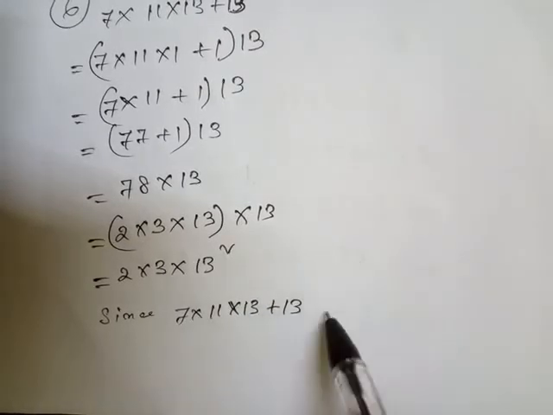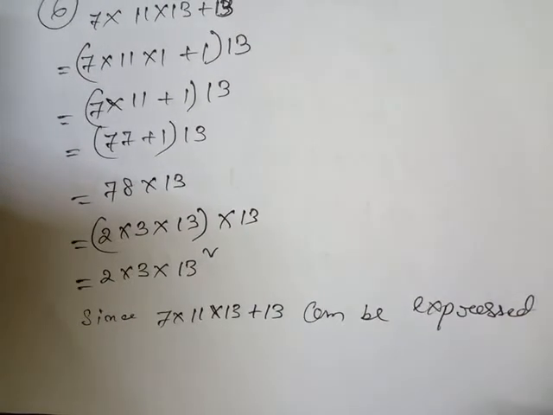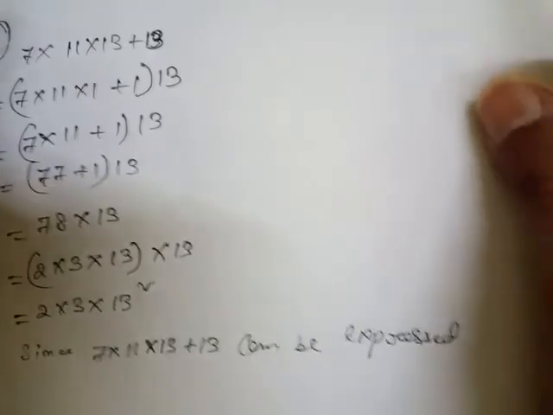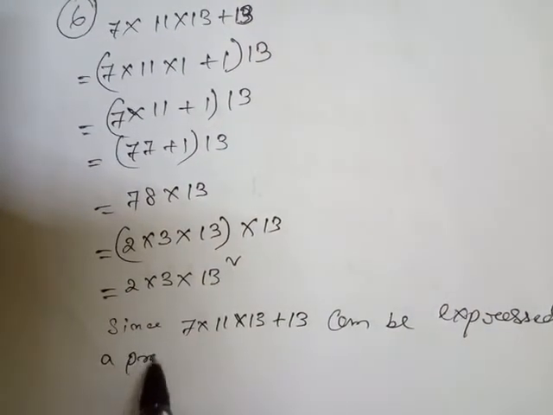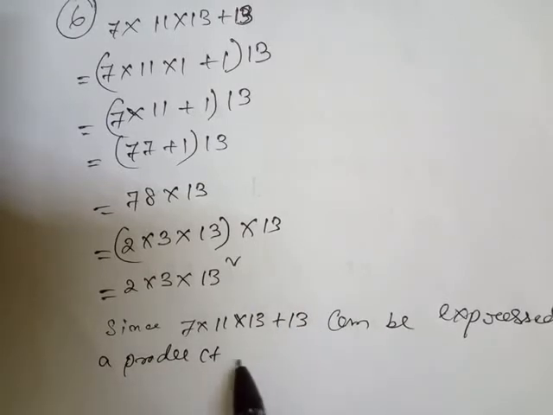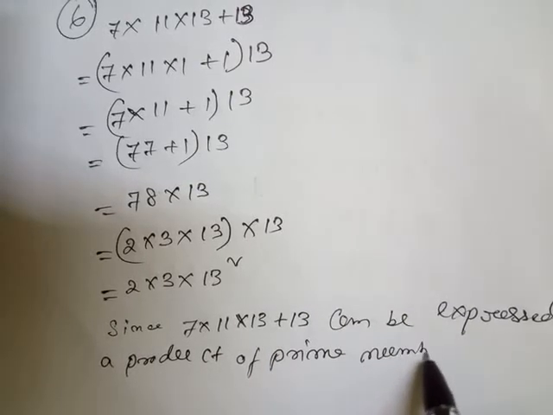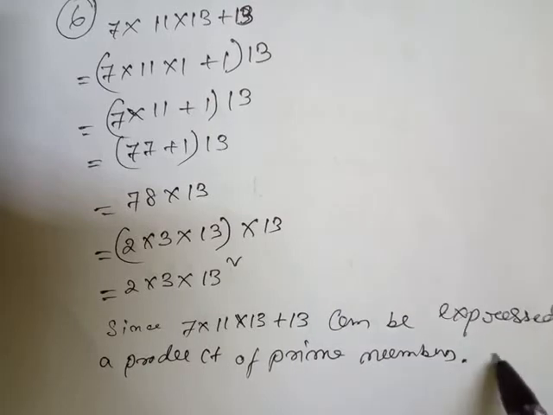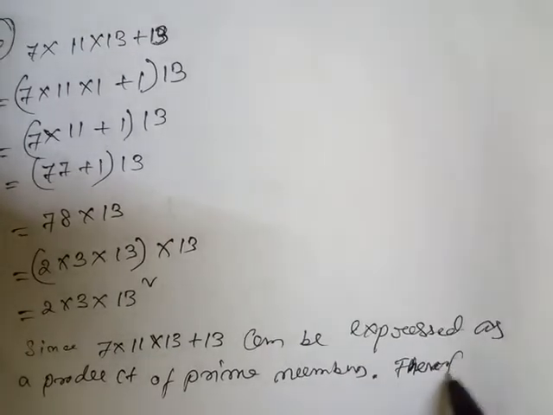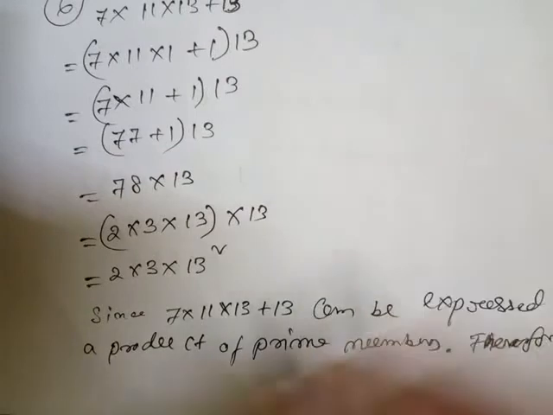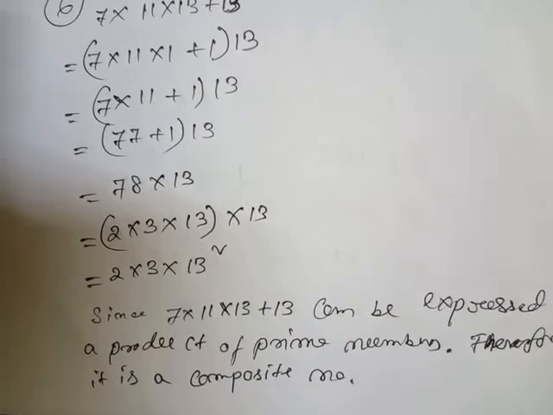as a product of prime numbers, therefore we can say that it is a composite number. This is the answer of 6, the first part.